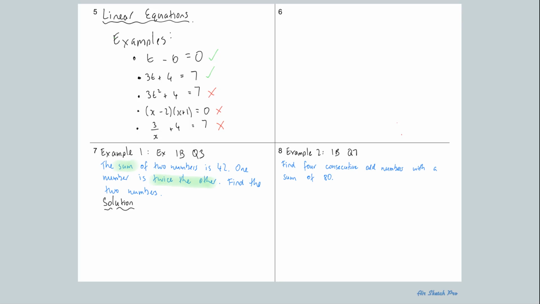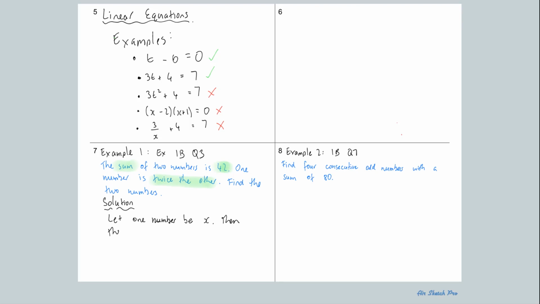And note that I've highlighted some of the key words just to remind myself. I probably should have highlighted the 42 as well, possibly. So with the right things highlighted, we've just got to use a variable to describe something that we don't know and then go from there. So something like this. Let one number be x. I could have used n or anything really.